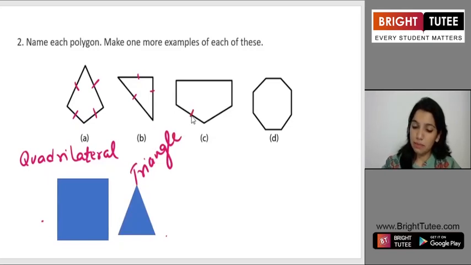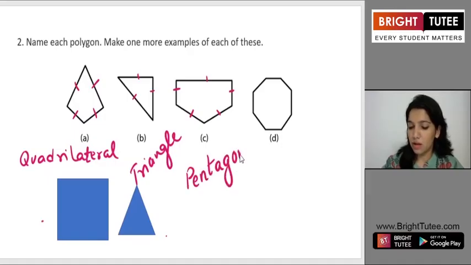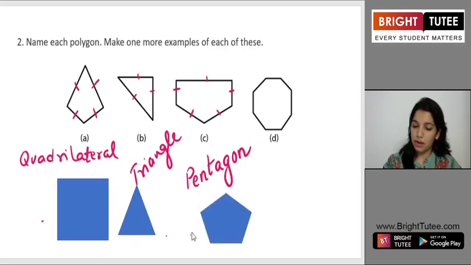Now in the C part we have got 1, 2, 3, 4 and 5 sides, right? So what is the name given to a shape which is a polygon having 5 sides? It is a pentagon. This is how we write pentagon. And in order to draw a pentagon, I'll just quickly bring one shape which is a pentagon. Okay, so here is a pentagon.